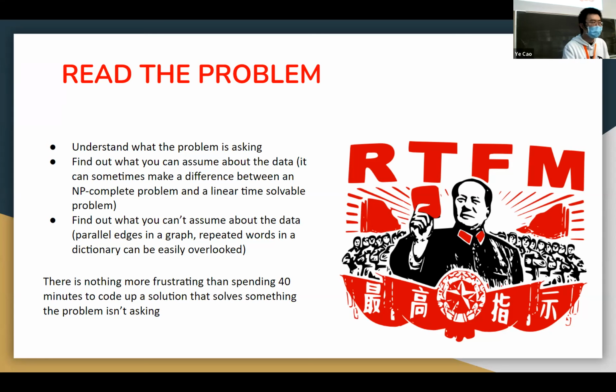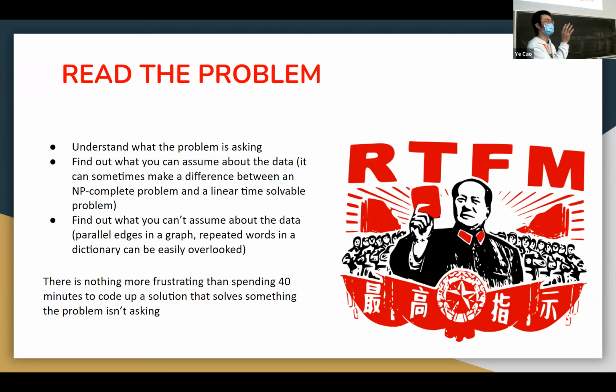So read the problem, make sure you get everything that you can assume about the problem, and make sure you get everything you cannot assume about the problem. Because sometimes when you code up a graph routine, it is very natural to assume the graph is simple. What I mean by simple is there are no parallel edges and no self loops. That is true for most problems. But once in a while, the problem authors are just evil. They might throw you a problem where this assumption fails.